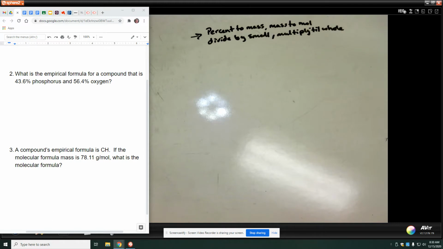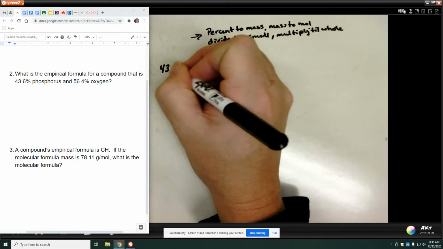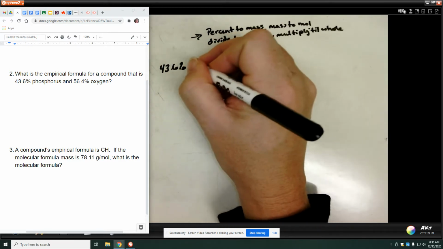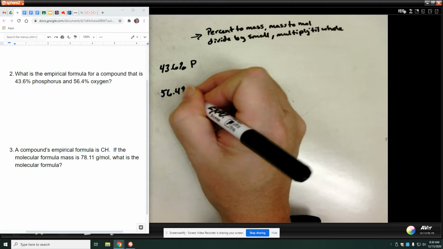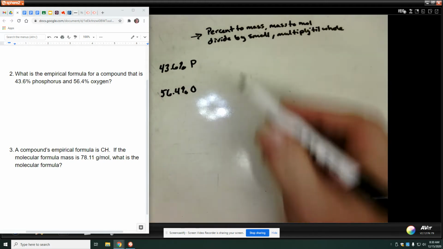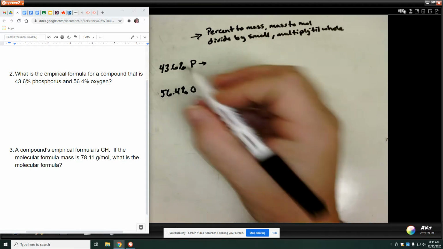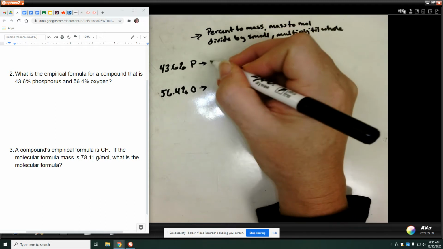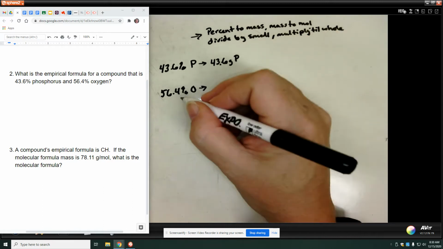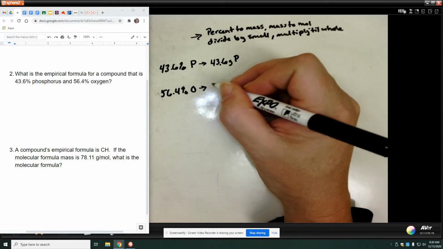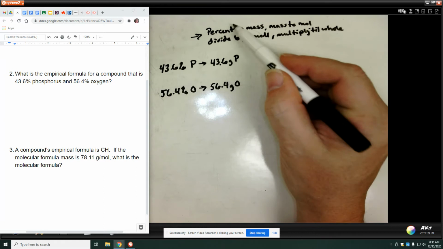In this one, we have two elements. We've got a substance that has 43.6% phosphorus and 56.4% oxygen. Percent to mass: if we assume 100 grams, that makes this first part very easy. 43.6% of 100 is 43.6 grams of phosphorus, and 56.4 grams of oxygen. So we've done this first part of the rhyme.